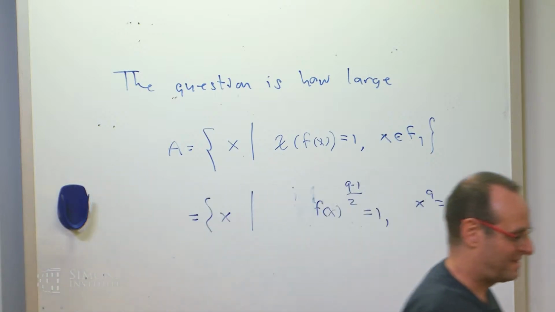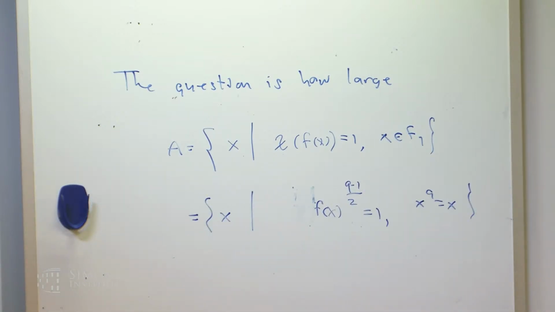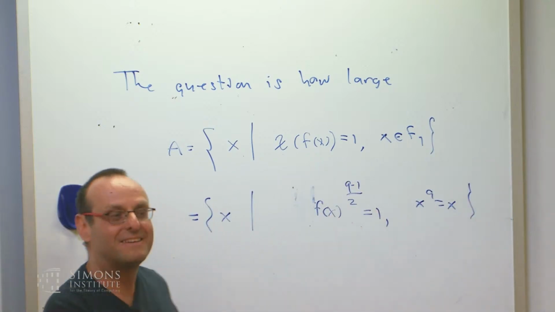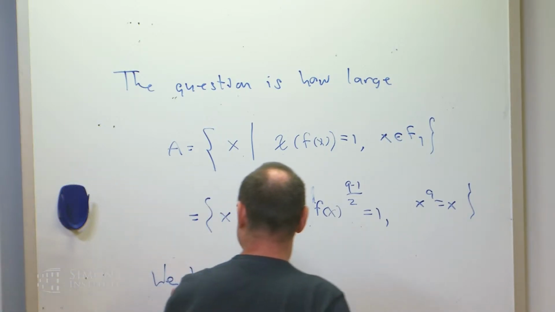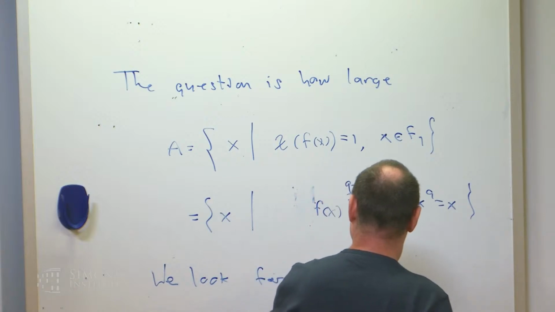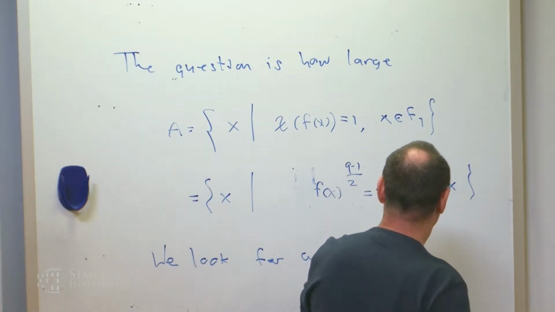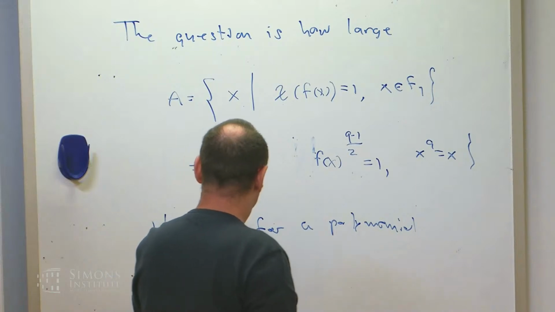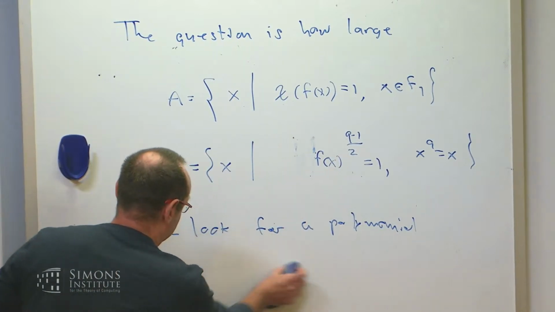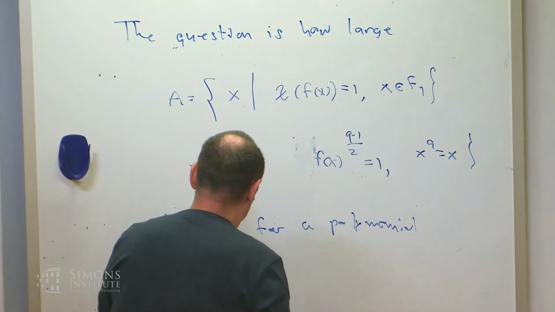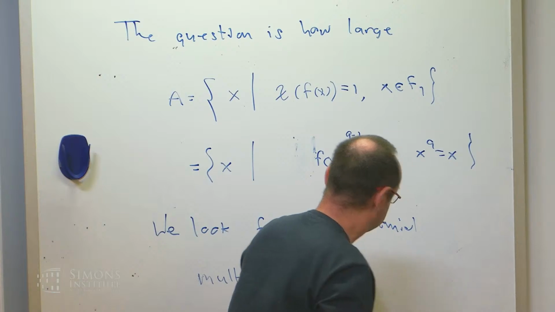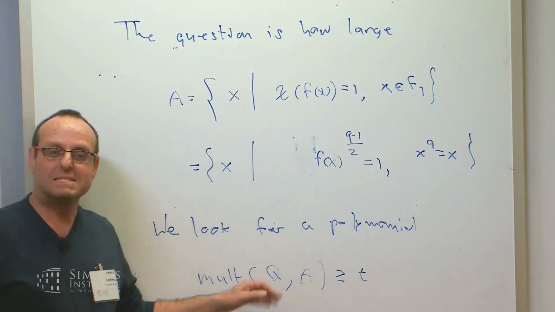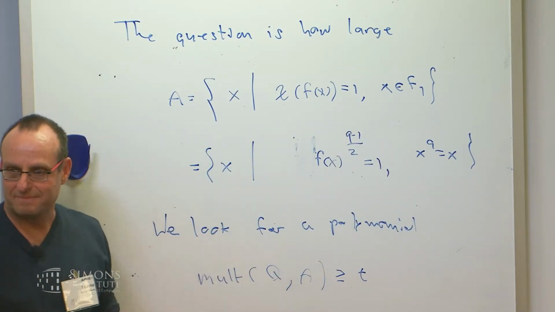It's not a set just from the street. It's something with dignity. It has structure. And we want a polynomial. We look for a polynomial Q such that Q of A is 0. In fact, we want something more. We want that the multiplicity of Q on every element in A is at least t. Okay, what's the multiplicity? It means that also the derivatives of Q vanish on A.